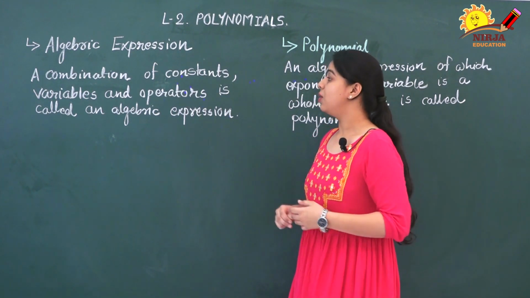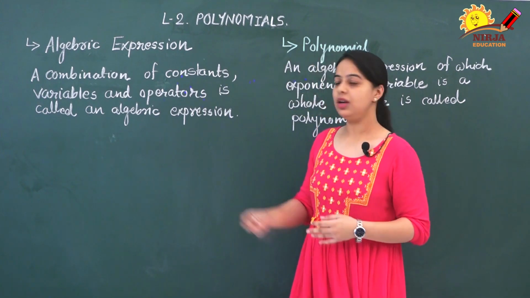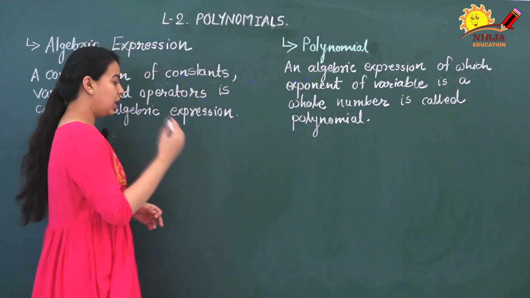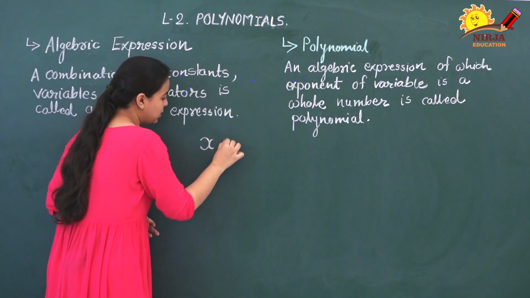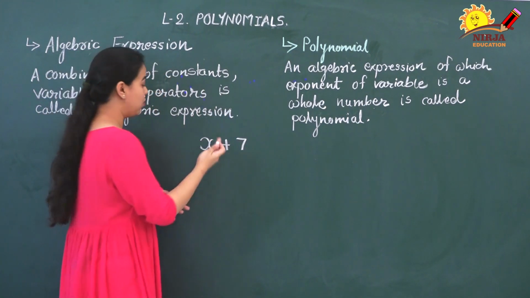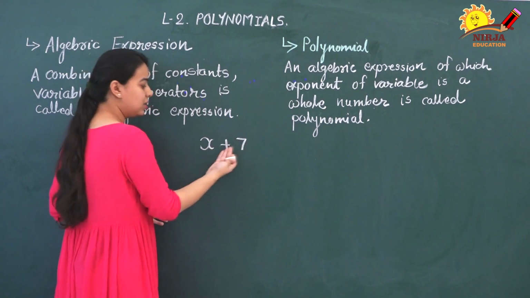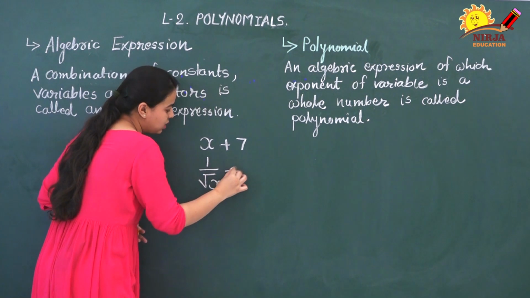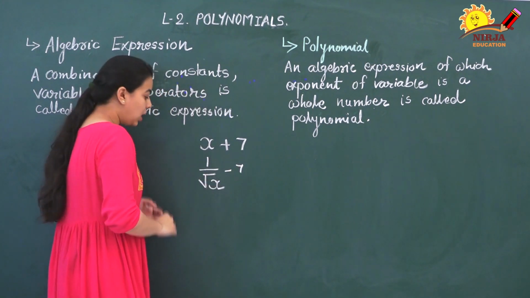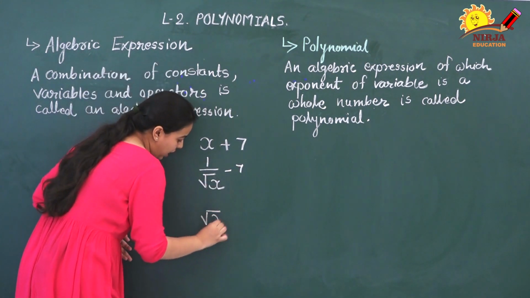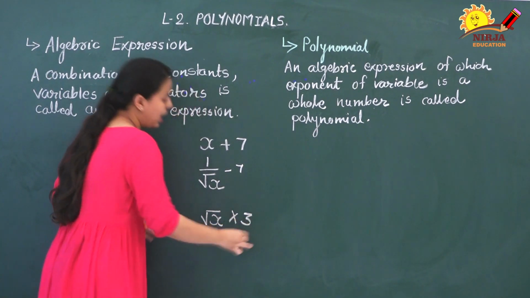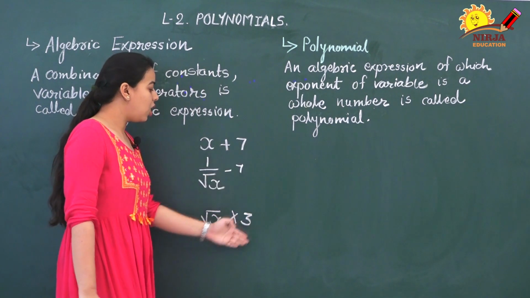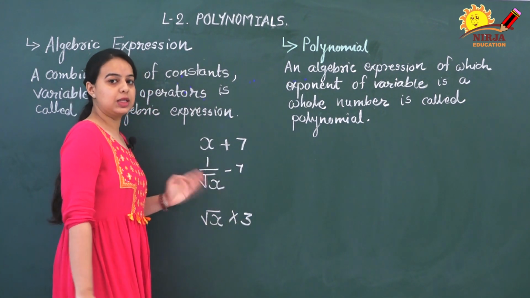So let's form some algebraic expressions through its definition. Here first I am going to write x plus 7. As you can see, I have used a variable, a constant and an operator. Another I am going to write 1 upon under root x minus 7. Another I am going to write under root x multiplied by 3. As per the definition of algebraic expression, we can call all these expressions algebraic expressions.